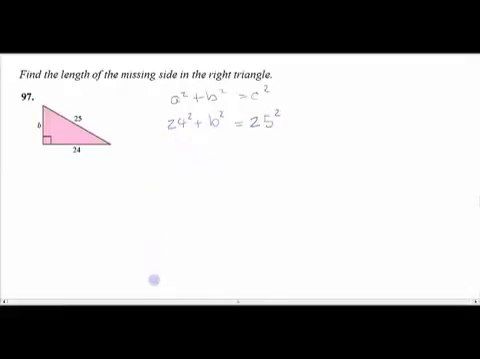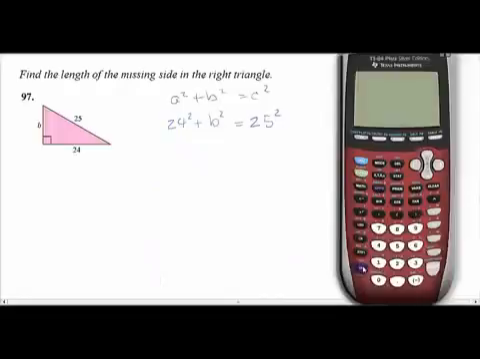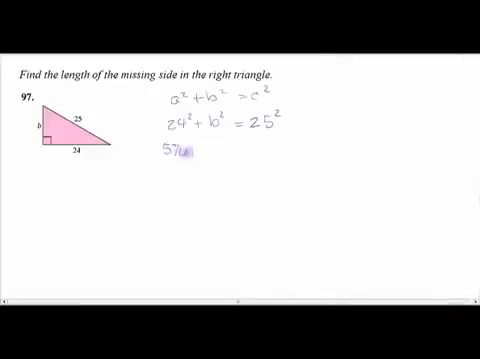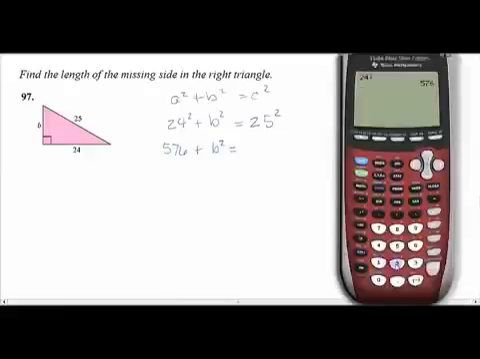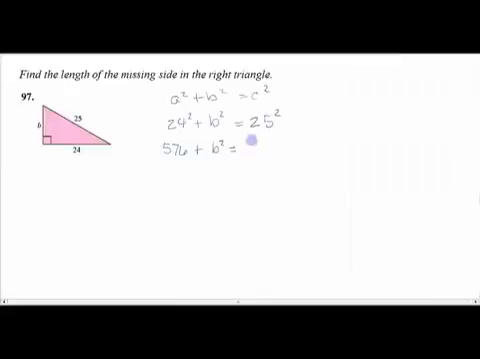Now I have a 24 squared. If you'd like, we can put this in the calculator. Let's go back to the home screen. 24 squared equals 576, plus b squared equals 25 squared, which is 625.